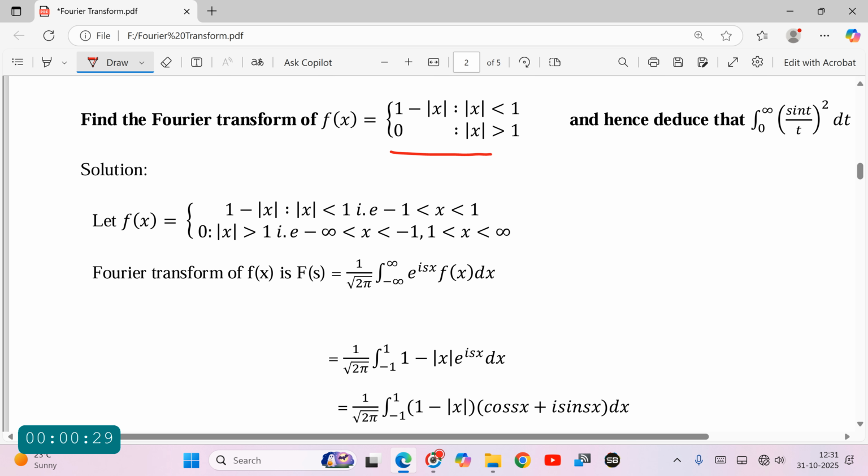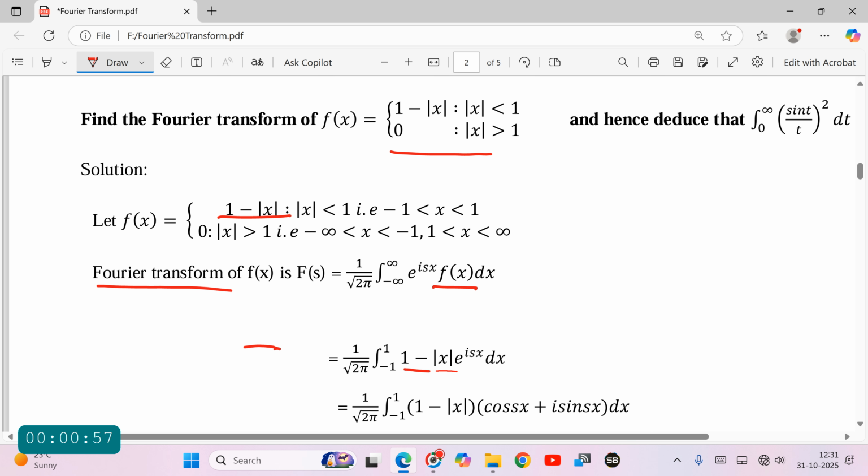We need to show that the integral from 0 to infinity of (sin t / t) the whole square dt. Okay, first take the function f of x equal to 1 minus modulus x, then come to the Fourier transform formula. What is the formula for Fourier transform? F of s equal to 1 by root 2 pi integral from minus infinity to plus infinity e power isx into f of x dx. In place of f of x, we substitute the function 1 minus modulus x.